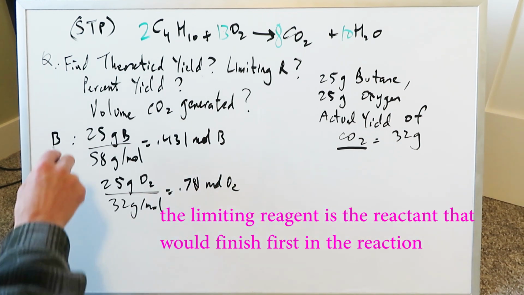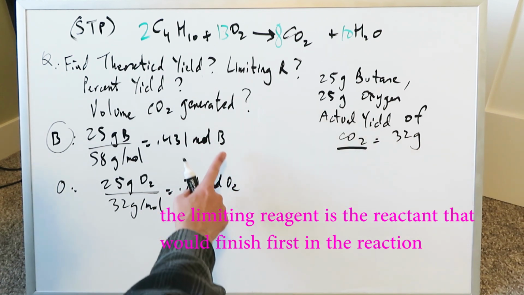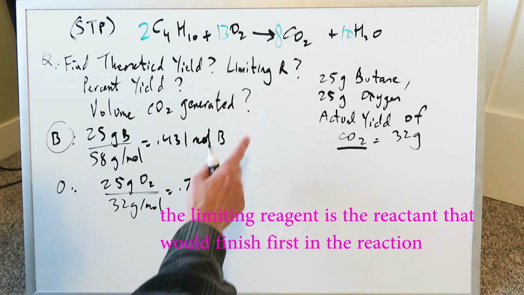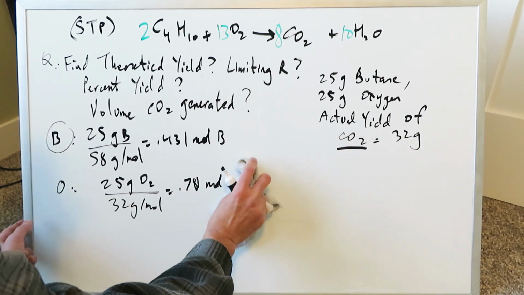Which one's my limiting reagent? Right here, butane, and that question has been answered. Butane is your limiting reagent because it's the smaller value. We're going to use the butane value now to determine everything else. And do we need this oxygen part here? No, we don't.